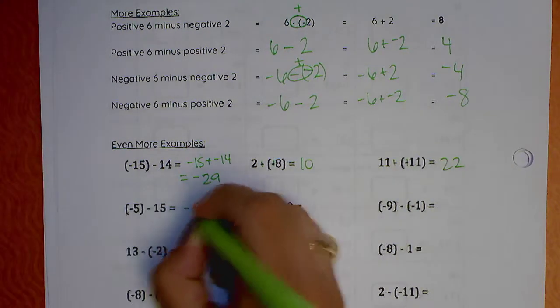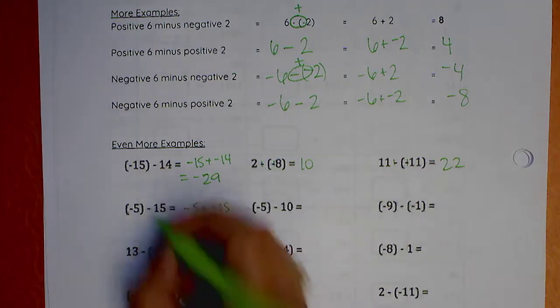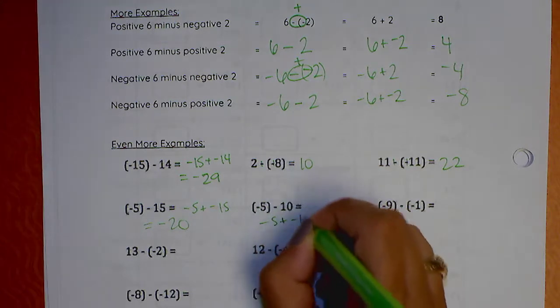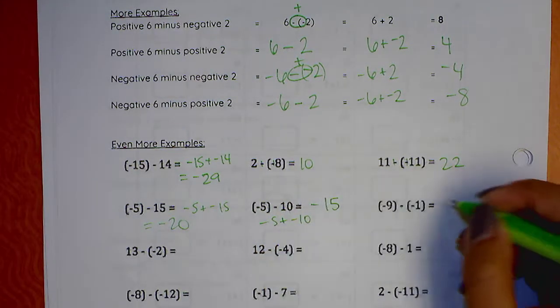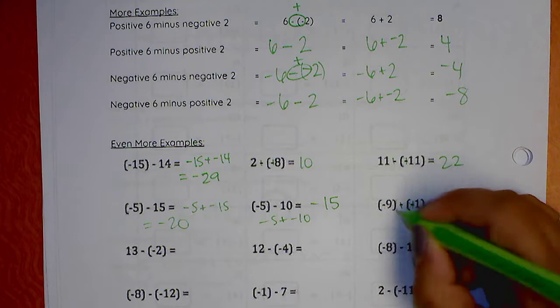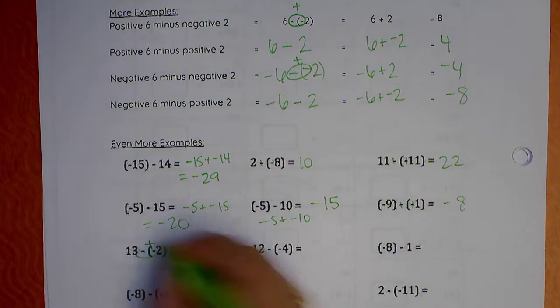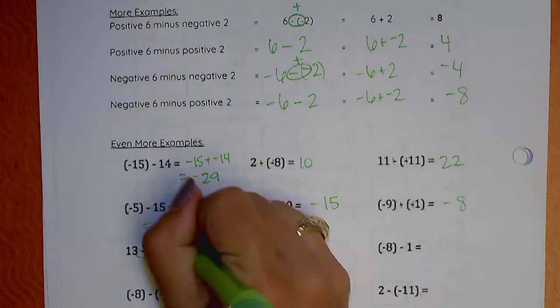This is negative 5 plus negative 15, together makes negative 20. This is negative 5 plus negative 10, together makes negative 15. This should be plus: negative 9 plus 1 is negative 8. This should be plus: 13 plus 2 is 15.